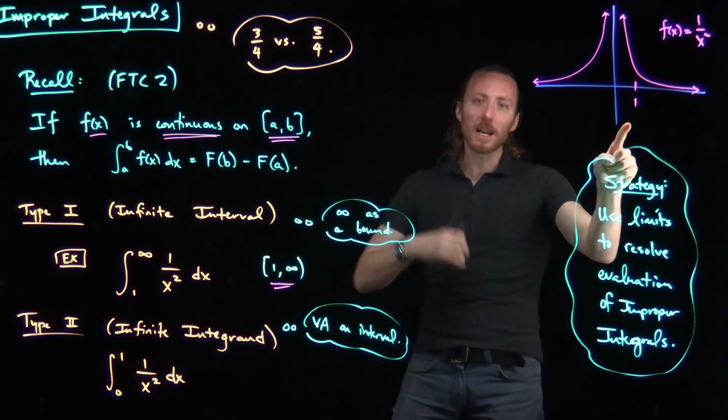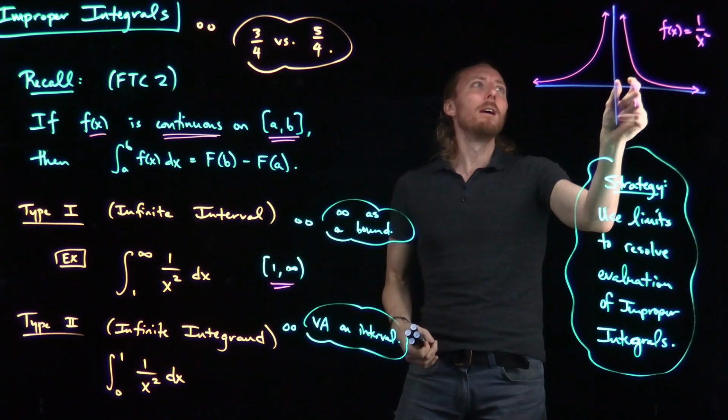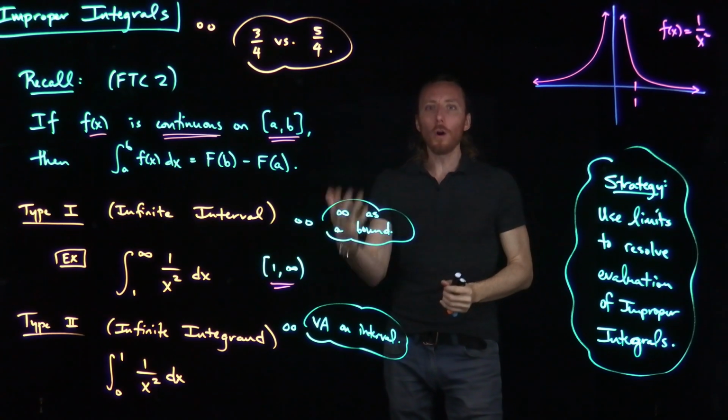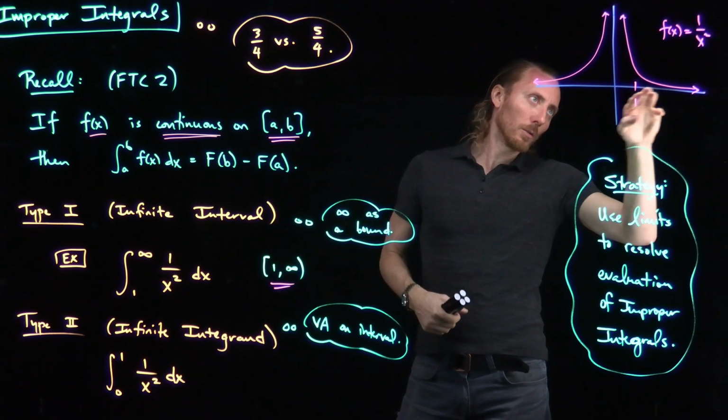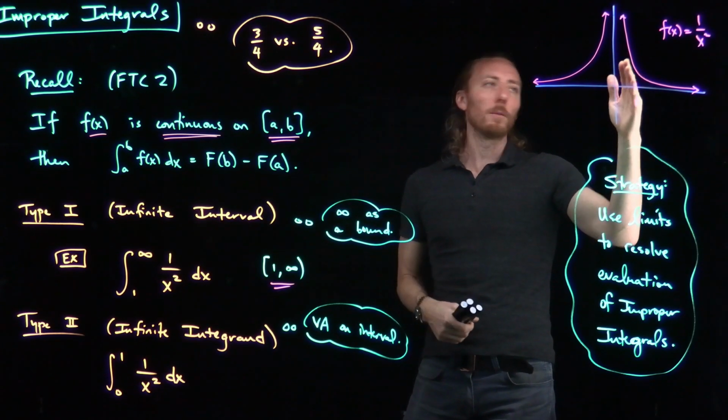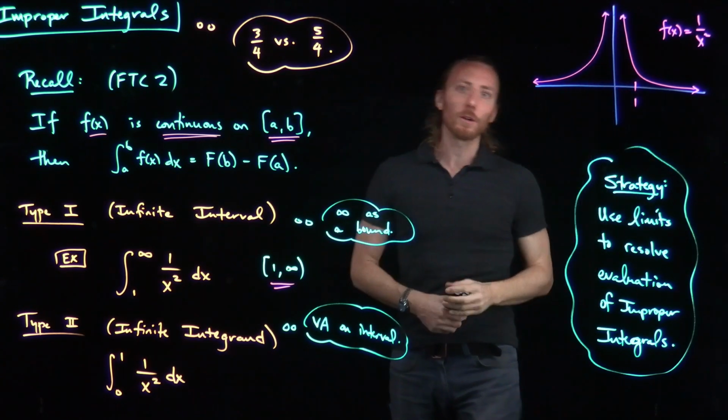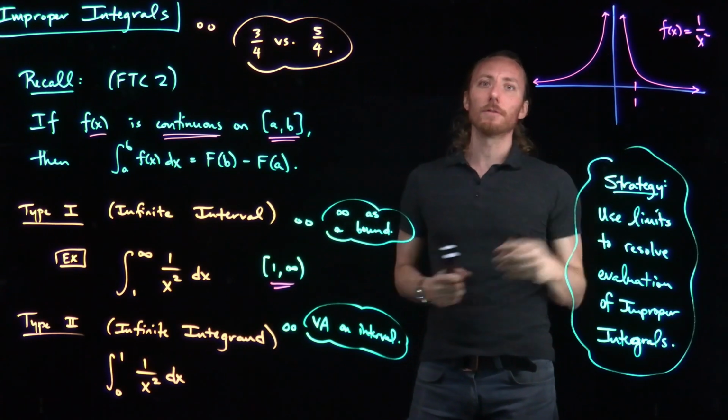And because our function has a vertical asymptote at x equals 0, that means we are dealing with an infinitely tall region of area. Now, the function, just like it hugs the horizontal axis off to the right, or in a similar fashion, the function hugs the vertical axis as it's going to 0. That's the nature of vertical asymptotes.